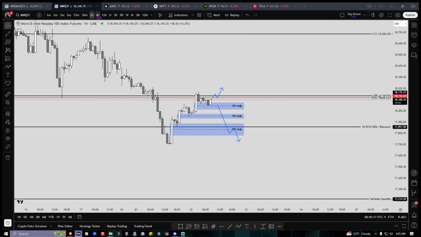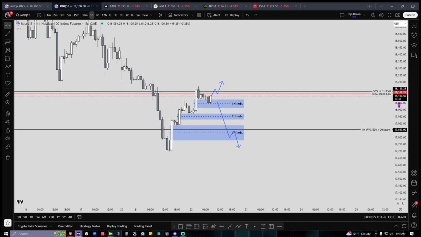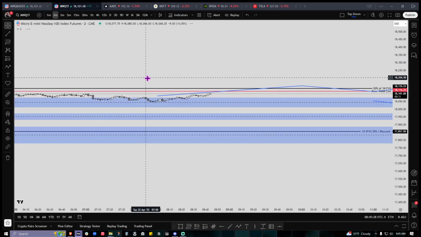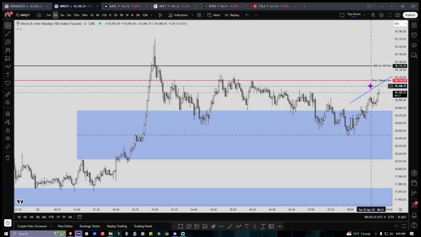But that's pretty much all I have for you guys today. Just set alerts around these levels and observe the price action. So just set alerts, and then once we get there, just drop into the lower time frames and try and get a good entry.